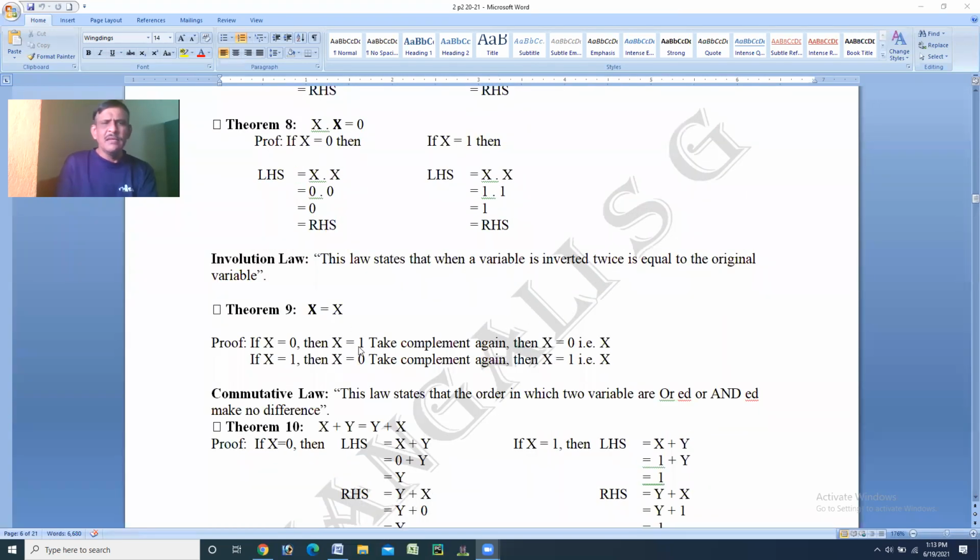Then next theorem. Before that, again we have to study one definition in the form of one law, that is called as Involution Law. What does the Involution Law state? The Involution Law states that when a variable is inverted twice, not once, it is inverted twice, it is equal to the original variable.